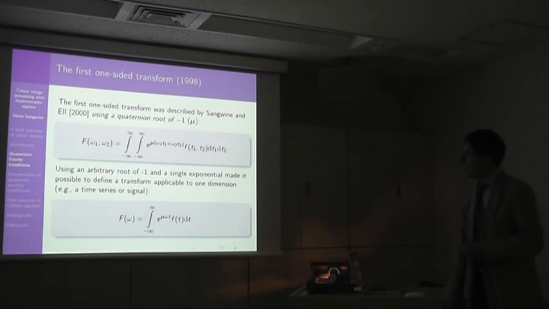Okay, we could do that with a two-sided transform, a two-dimensional transform, but we could also, using an arbitrary root of -1, have a single exponential, a one-dimensional signal, and define a quaternion Fourier transform of a one-dimensional signal, which until then nobody had thought of doing. So we could have now a quaternion valued time series and compute a Fourier transform.